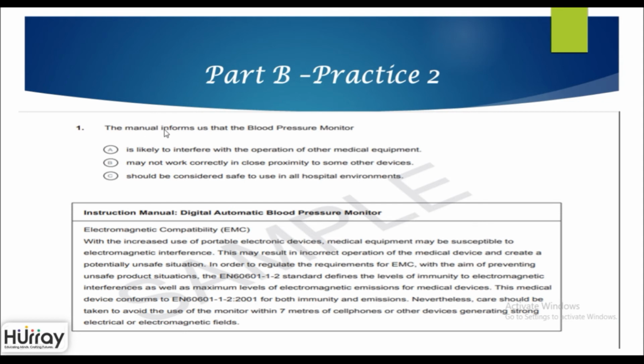For example, this question is asking you the following things. The manual informs us that the blood pressure monitor. Now look at the way the sentence has ended. There is most likely a possibility of some form of verb that will follow. We're talking about the function of this particular equipment. So when you're reading, look for that particular thing, keeping this in mind.